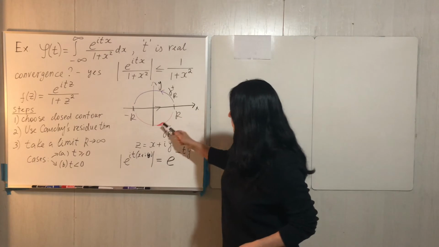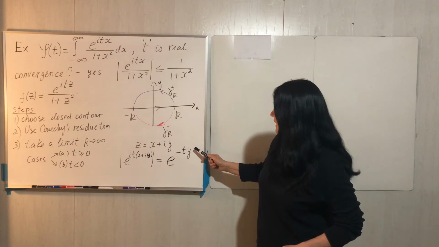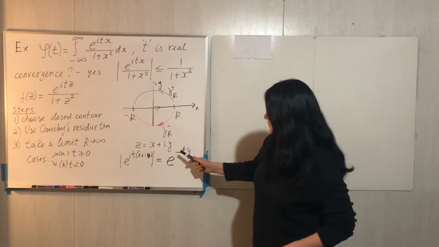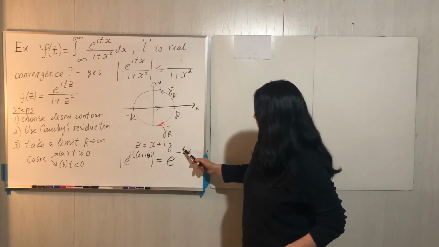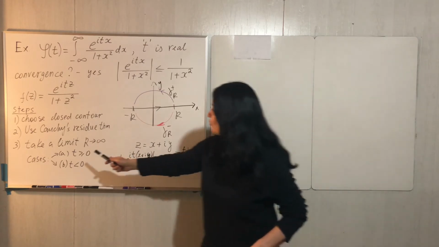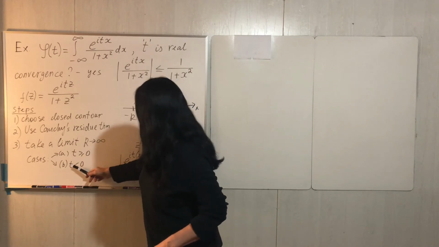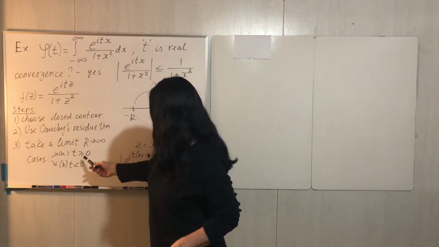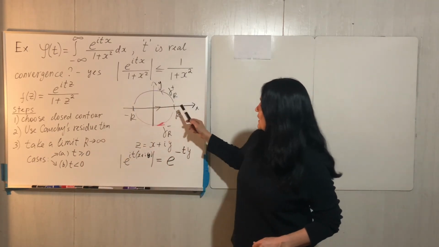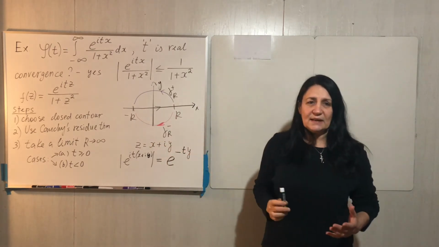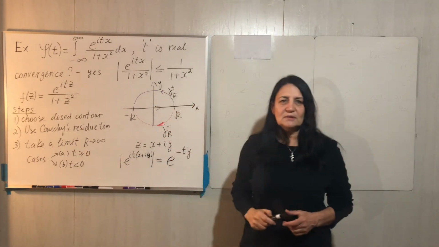But if we take this part of the circle, then y would be negative. And if we want to get a decreasing function, then we have to have a negative value of t as well, right? So for these two cases, when t is positive and t is negative, I have to include 0 somewhere. When t is positive and when t is negative, we have to choose these contours differently. So now let's start with the first case, when t is positive.